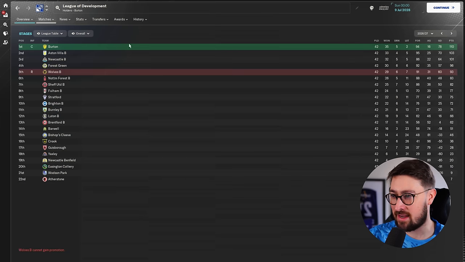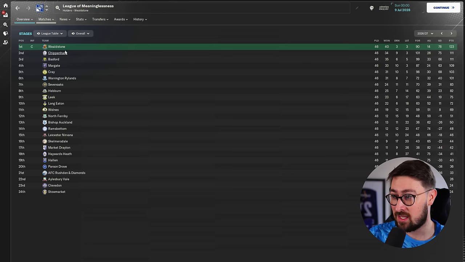Aston Villa B are in that one there. So Burton got, okay, Wolves B cannot gain promotion to have been relegated. That seems a bit harsh. Why are they relegated in fifth in the League of Development here? I don't know is the answer. Burton have won it. You got Wealdstone winning this one. We saw them in the Premier League, didn't we?